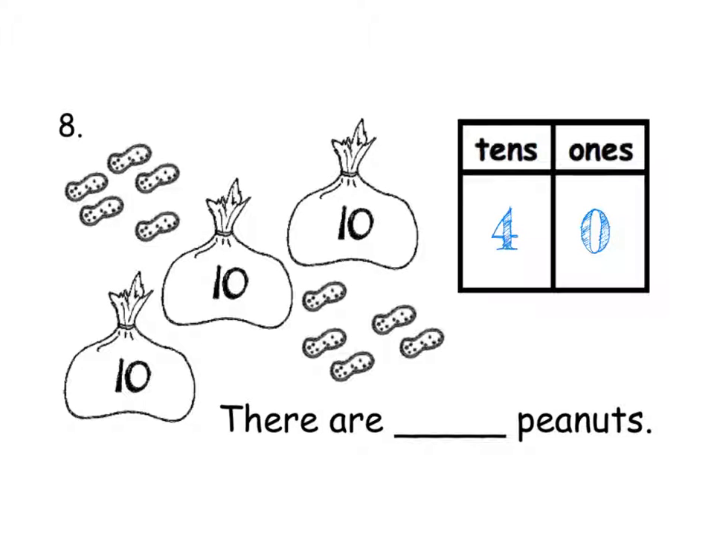Now that we know we have a 4 in the tens position and a 0 in the ones position, we know we have a total of 40 peanuts.